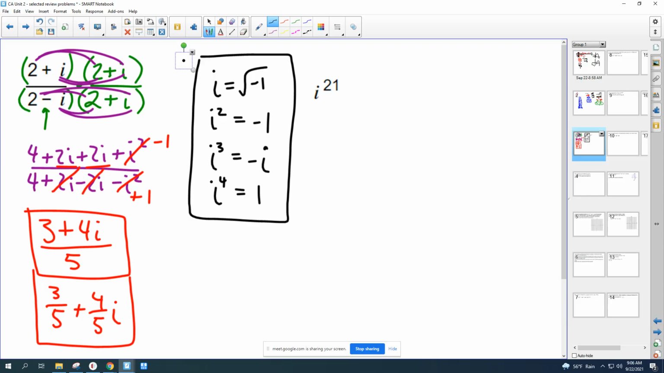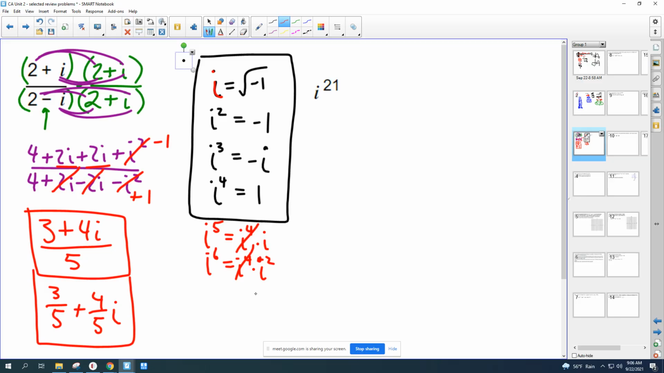And what you're going to do is try to figure out which one of those 4 things i to the 21st power is. And you know what you could do is extend this pattern and say something like i to the 5th is equal to i to the 4th times i. And we know i to the 4th is 1, so i to the 5th is just i. i to the 6th is i to the 4th times i squared. i to the 4th is 1.